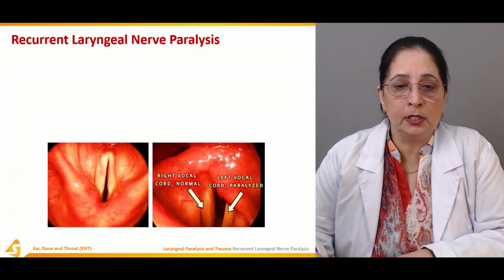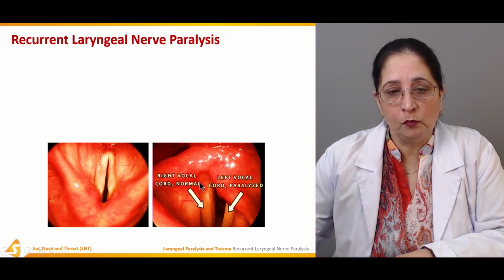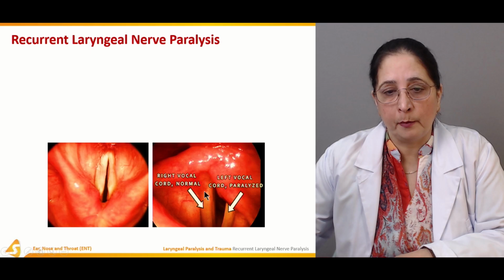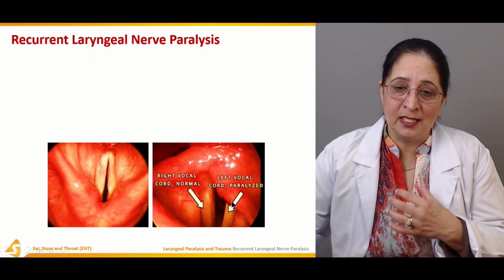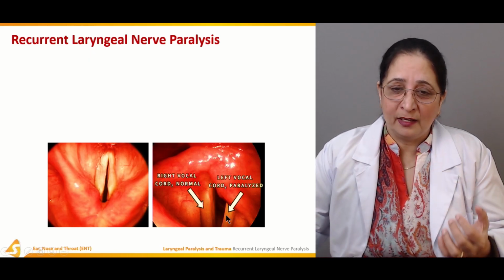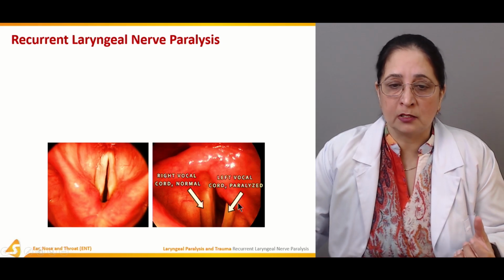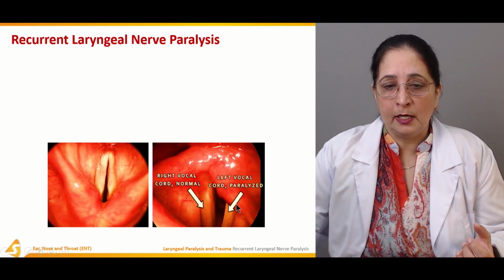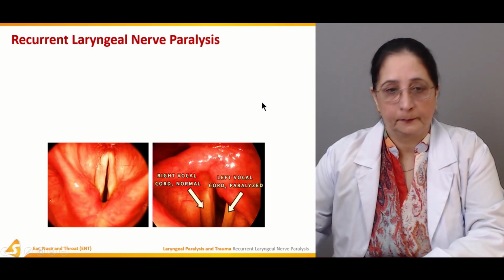Recurrent laryngeal nerve paralysis. Here you can see the right vocal cord, which is normal, but the left vocal cord is paralyzed. You can see it's flaccid, the tension is lost. So that's the normal, and this is the paralyzed left vocal cord.